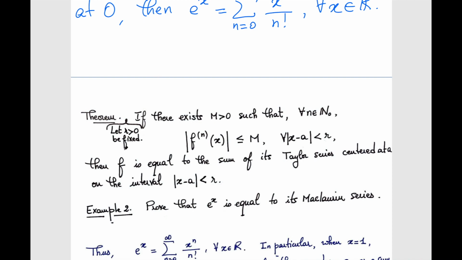Let's take a number r that's positive and fixed. If you can find a universal M, and by universal I mean it's independent of x, a bound that doesn't depend on x, that bounds the absolute value of the nth derivative of the function from above on the interval a minus r to a plus r, then what you want happens. And what you want is that the function is going to equal its Taylor series centered at a on that interval, right?